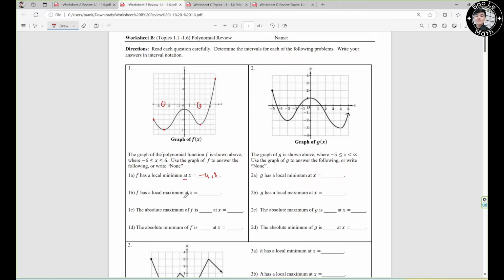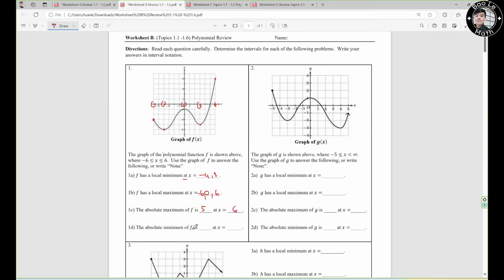f has a local maximum at s equals right here. Local maximum at s equal to 0. This point right here, negative 6. And this point right here is going to be 6, right? The absolute maximum of f is the highest value right here. So the highest value right here is 5, at s equal to 6.